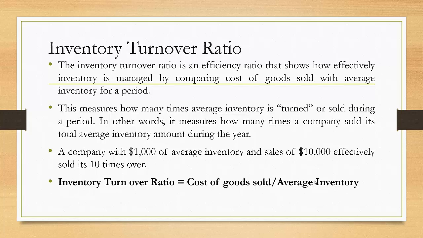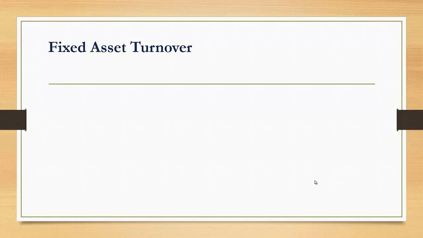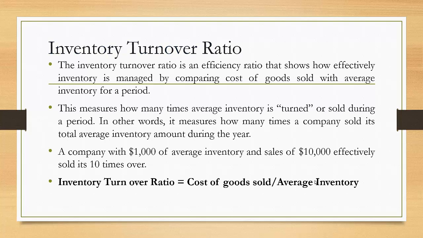The formula is: inventory turnover ratio is cost of goods sold divided by average inventory. So it comes in terms of times. The higher the ratio, the better the company's efficiency.